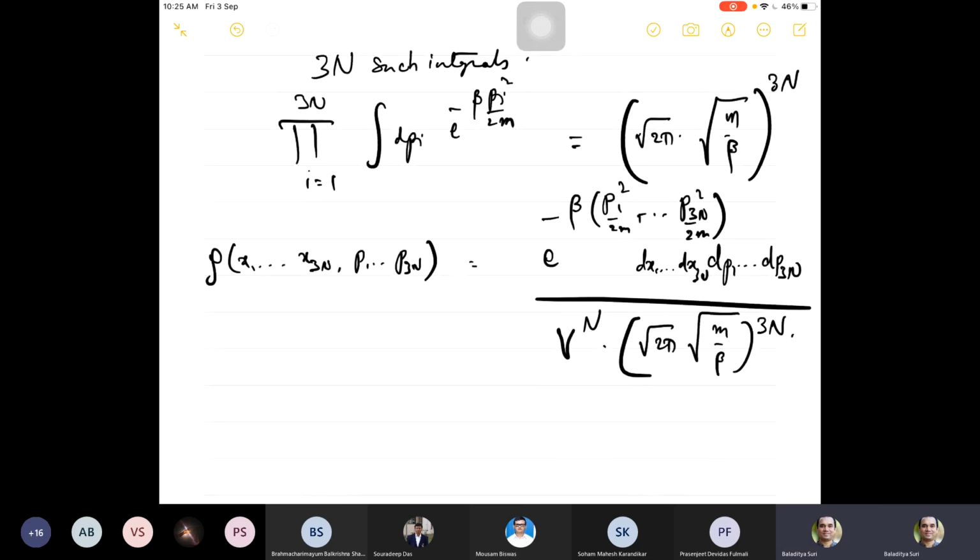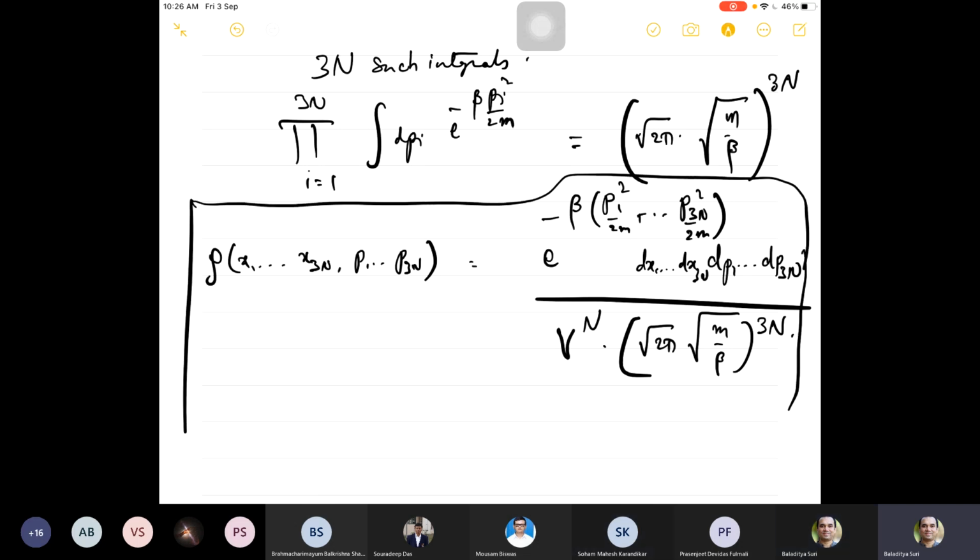So any questions on what we have done here? What we have done is a massive simplification, at least for the case of an ideal gas. Now, once we have this tool in our armory.